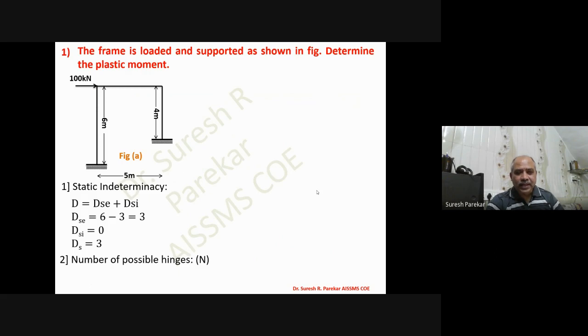Number of possible hinges. We know hinges will be formed first at the fixed support, second at the rigid joint, third at a continuous support, fourth under a concentrated load, and fifth in a UDL. Now we will go one by one, first seeing the fixed supports. We have 2 fixed supports, so total hinges will be 4, and now we will see where they will be formed.